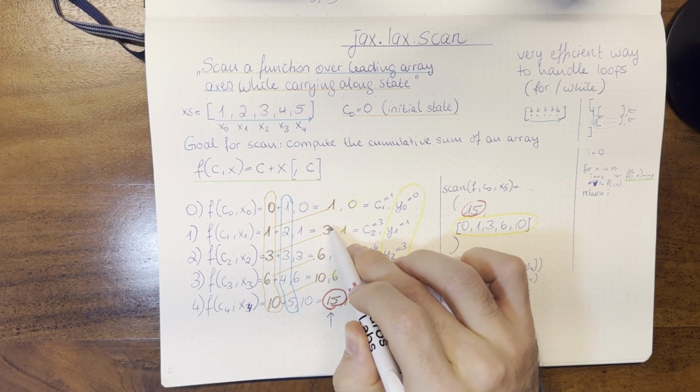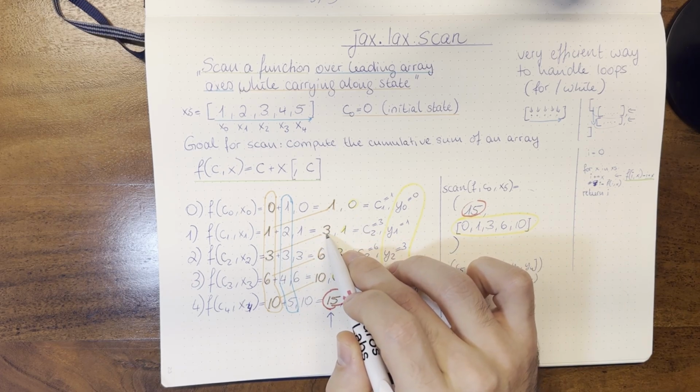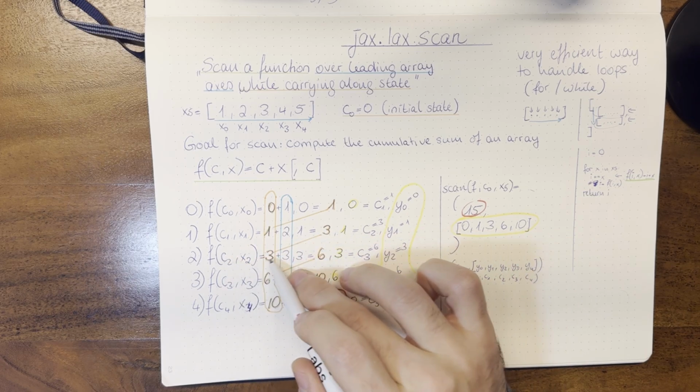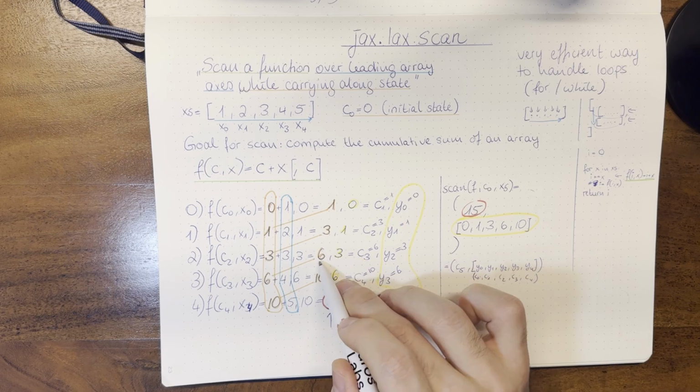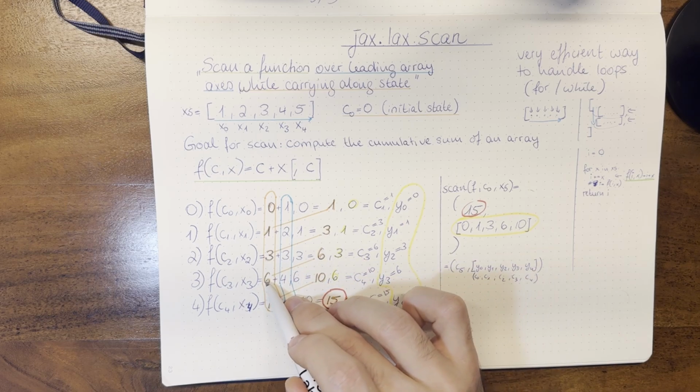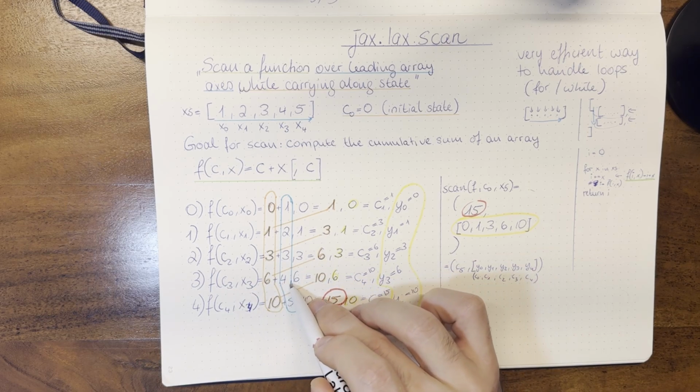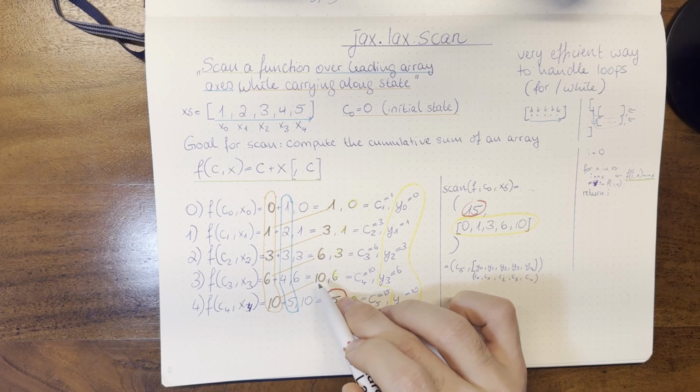3 being the next state, C2. Now this 3 becomes the input of the next iteration, and now you have 3 plus 3 and 3. So you return 6 and 3. 6 becomes the input of our next iteration, and now you return 6 plus 4 and 6, which means that you return 10 and 6.